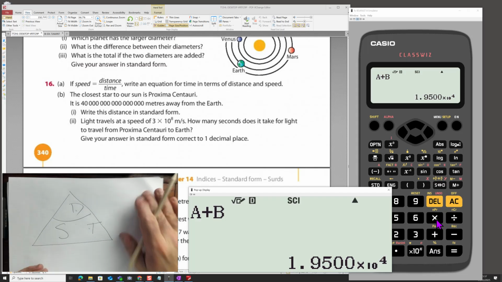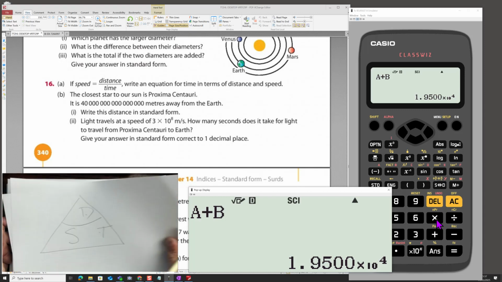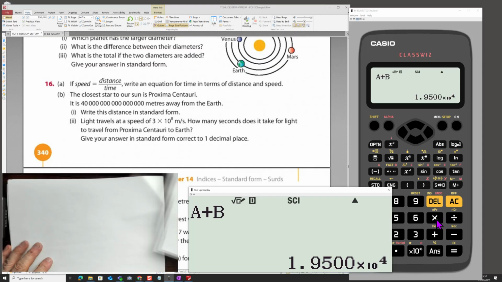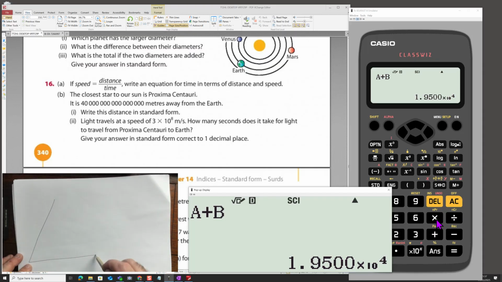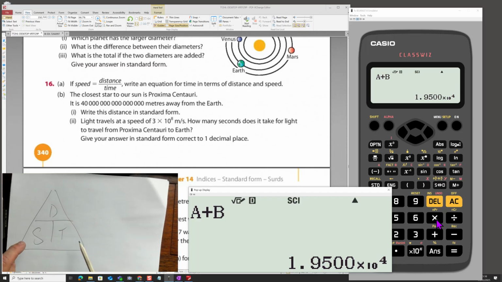But I want to warn you something about that triangle. That triangle alone will never get you work of merit. Okay, but what it will do for us is it will allow us to do that exercise we just did. Okay, so it says D equals ST, S equals D over T, and T equals D over S.